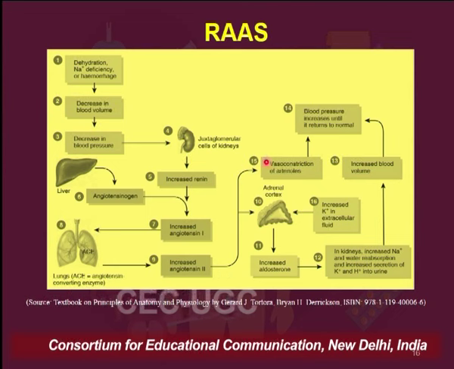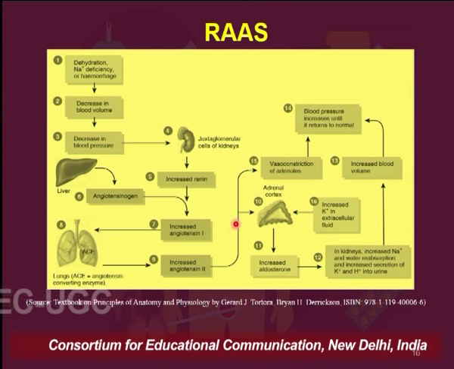It will go and cause vasoconstriction of the arterioles because it is a potent vasoconstrictor. So now you can imagine if the arterioles have become constricted, definitely the blood pressure will increase. Now the purpose was to increase the blood pressure because there was a decrease in the blood pressure. So now the homeostasis is being achieved with the help of constriction.